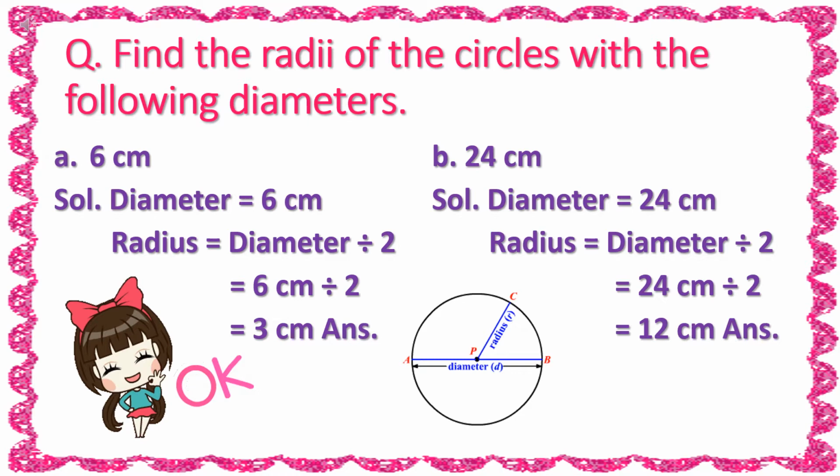Now next example is 24 centimeter. That means diameter is given as 24 centimeter. So in first step we will write diameter is equal to 24 centimeter. Next step will be the formula. Formula is radius is equal to diameter divided by 2. In next step we will write the value of diameter, that is 24 centimeter, and we will divide it by 2. 24 centimeter divided by 2.